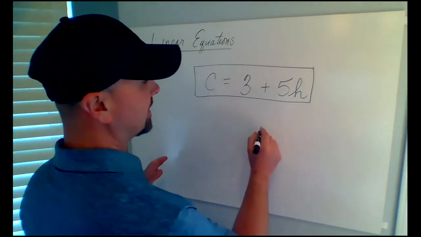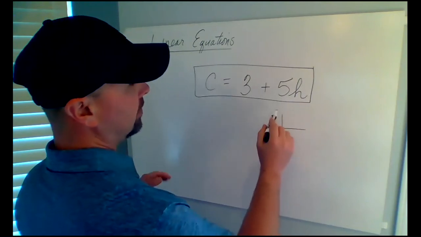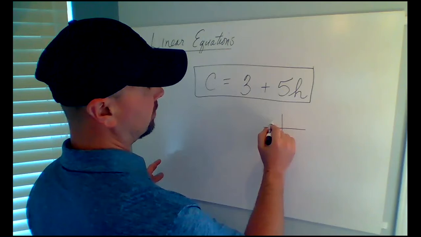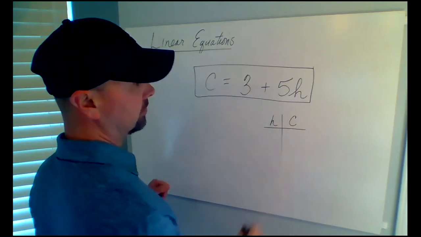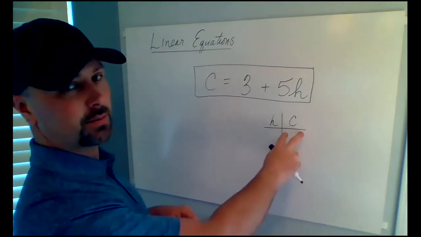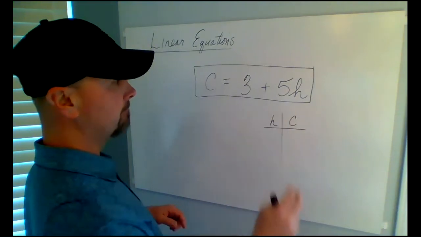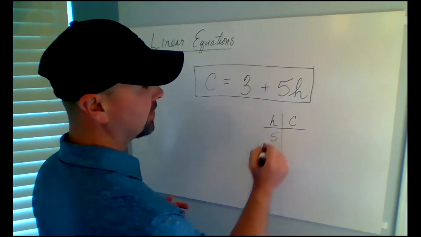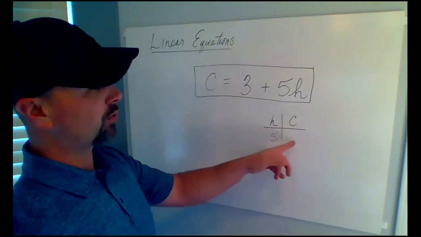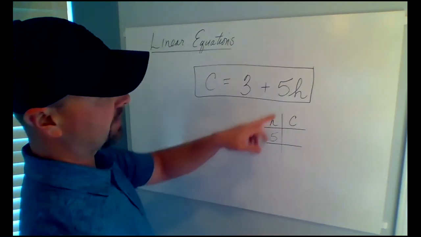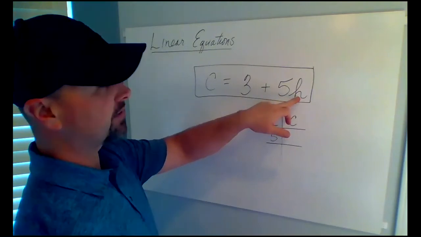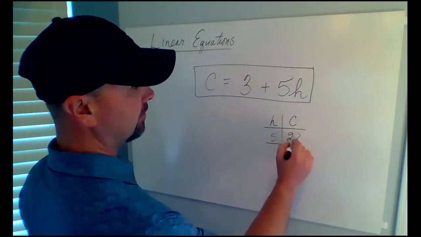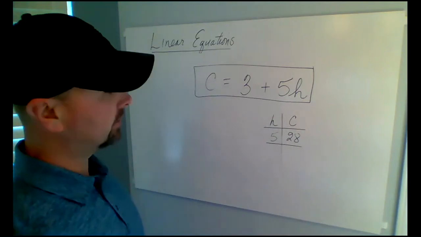Okay, so I'm going to go ahead and make a table. So her cost is totally dependent on her hours. Okay, and so let's start with what they came up with. So 5 hours. If she babysits 5 hours, what will the cost be? So put a 5 in for hours. 5 times 5 is 25, plus the upfront cost of 3 means the total cost would be $28.